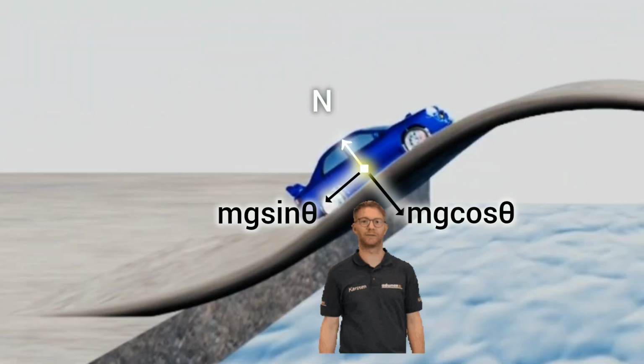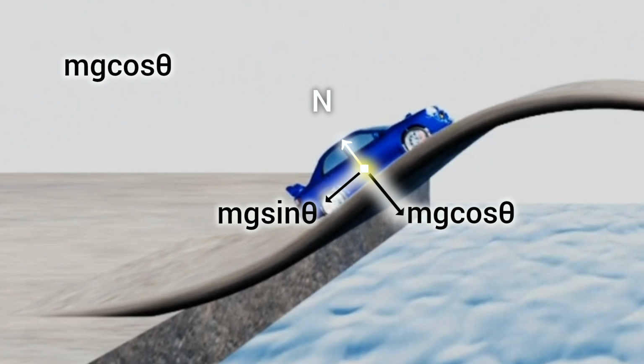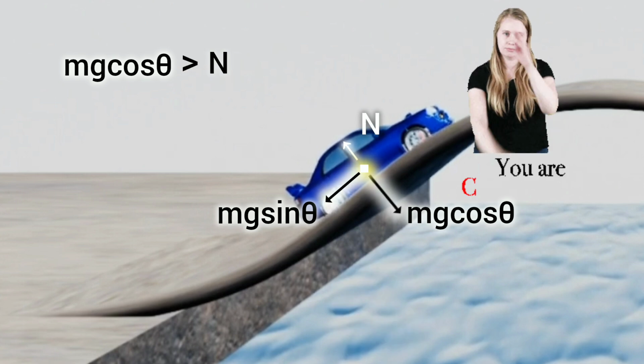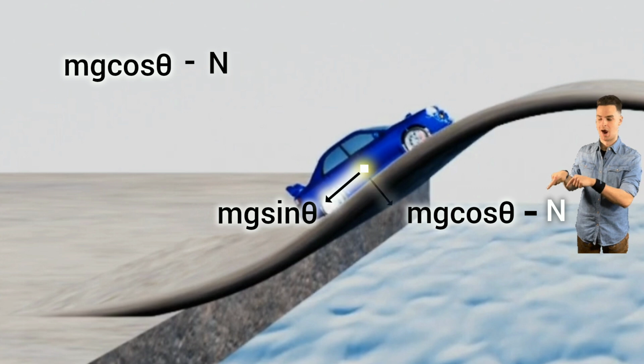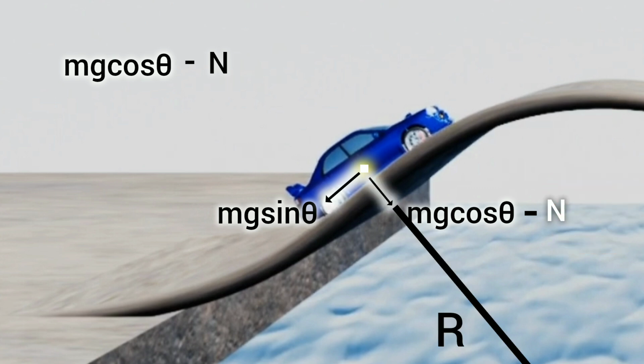The part of the force that is opposite to the normal force is greater than the normal force. Hence, it cancels out the normal force, and the remaining force acts towards the center and along the radius. This force is what keeps the car on the circular path, and it's the centripetal force.